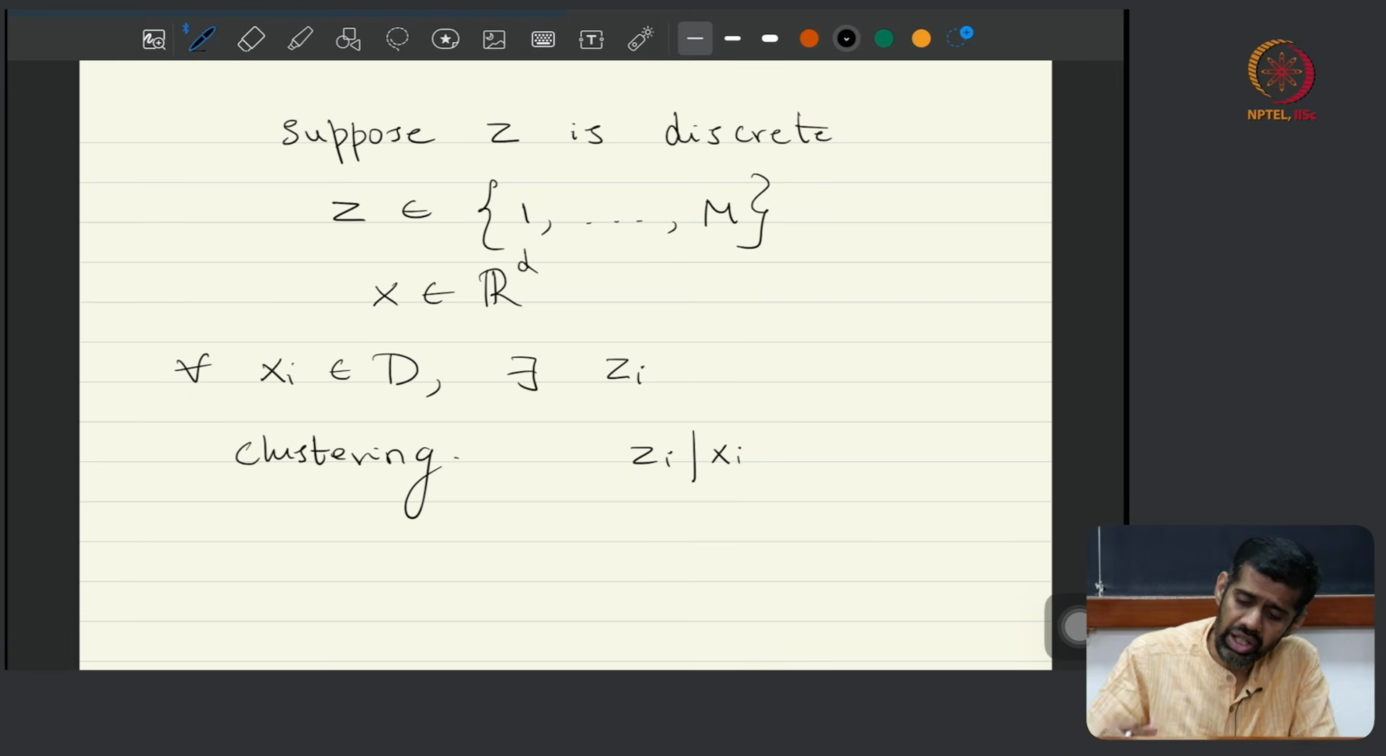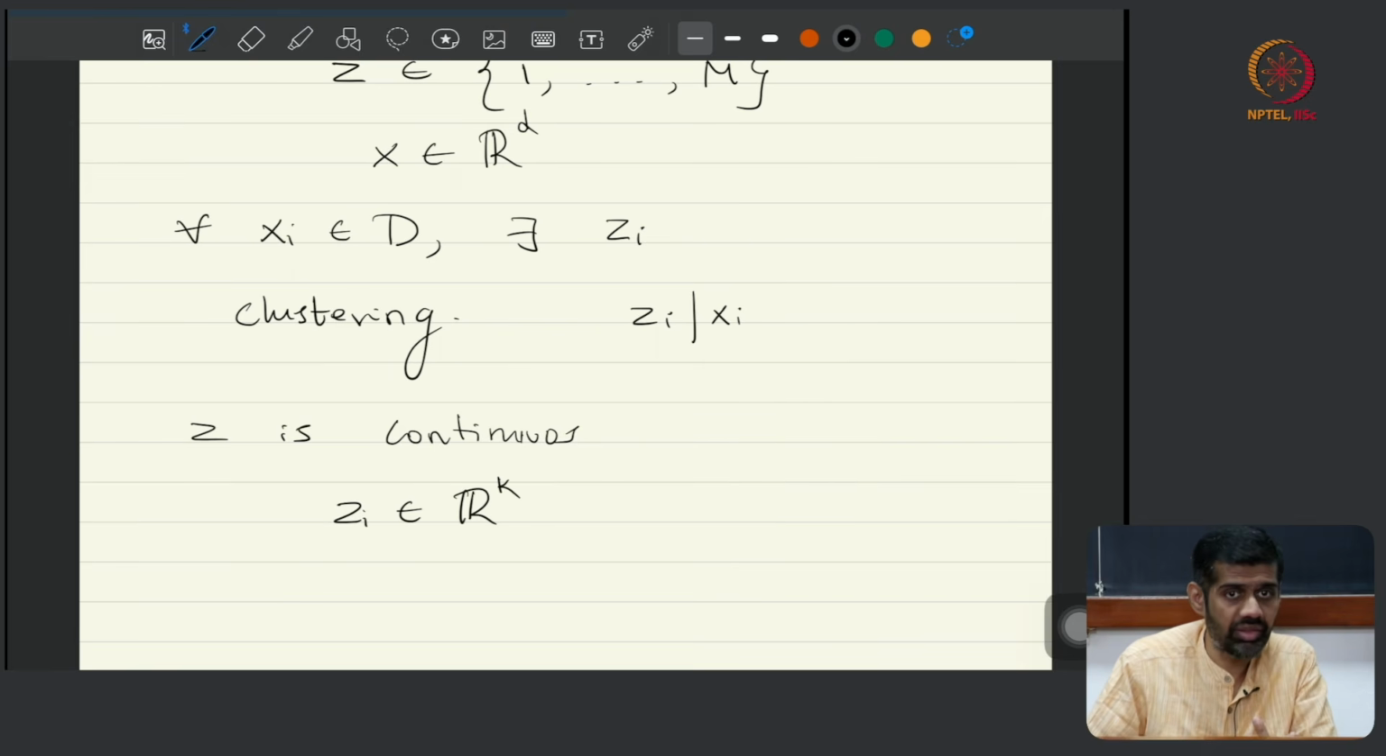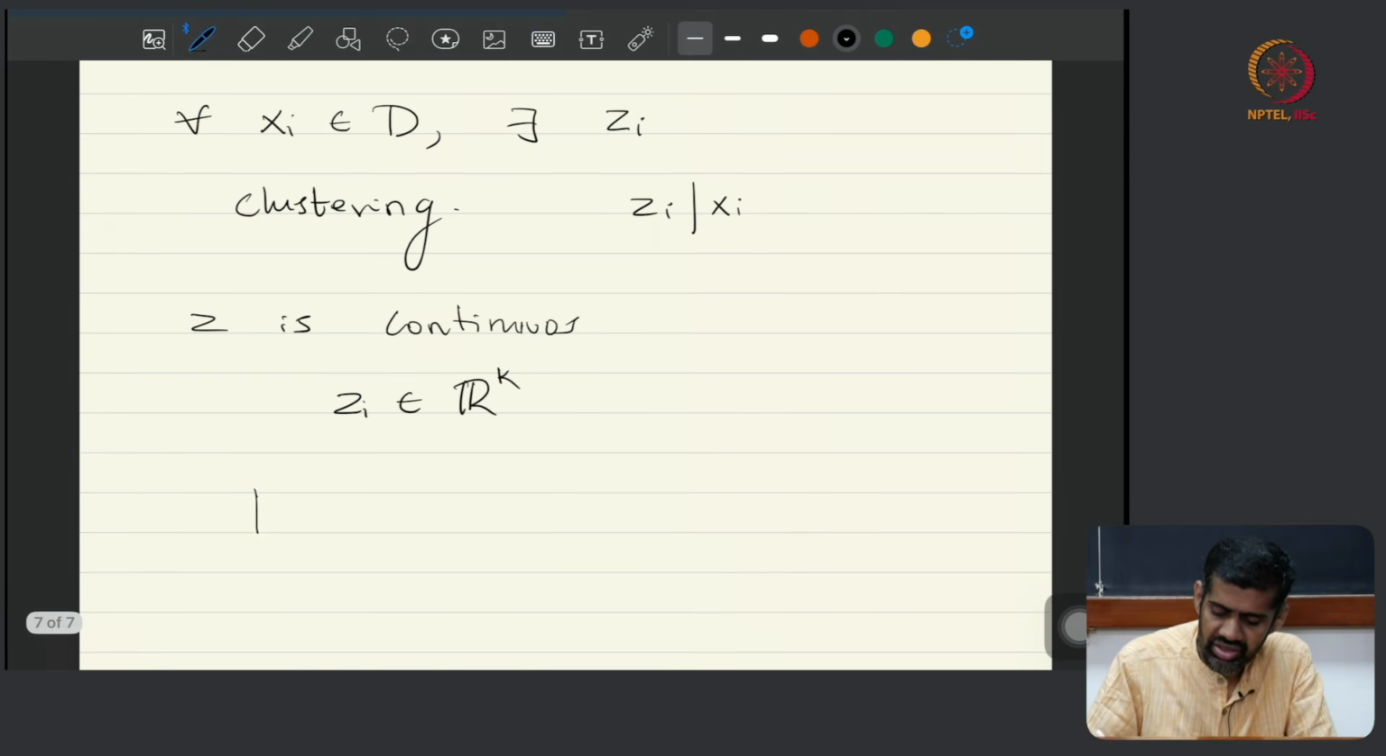Make sense? Okay. Now, if z is continuous, in that case z_i can be a k-dimensional random variable. So, for every x_i we have one k-dimensional vector associated with it. What does this correspond to? I will just give you one or two possible explanations of what this may correspond to, but this may not have any physical consequence whatsoever. However, let us say that we are looking at the MNIST data set.